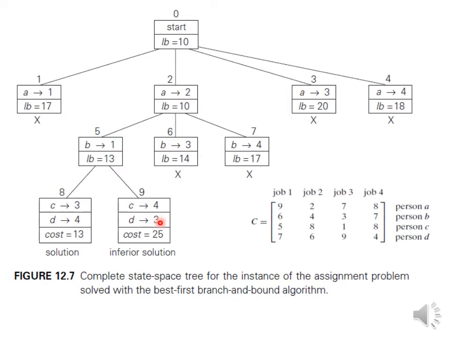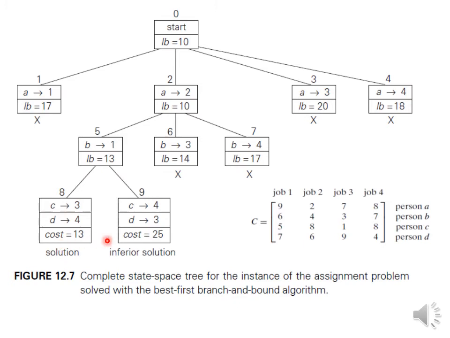D is assigned with 3. So the cost is 2 plus 6 plus 8 plus 9, which comes out to be 25. So this is the solution that we have. Now these are the two solutions on hand, and these two nodes we cannot expand further.